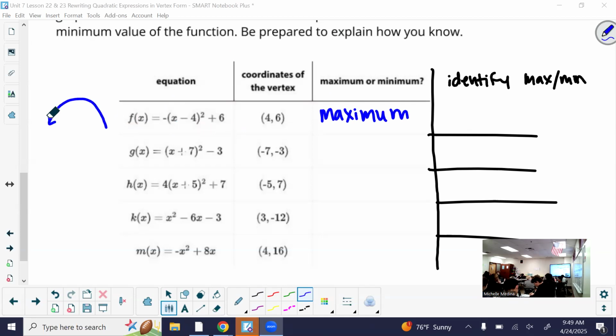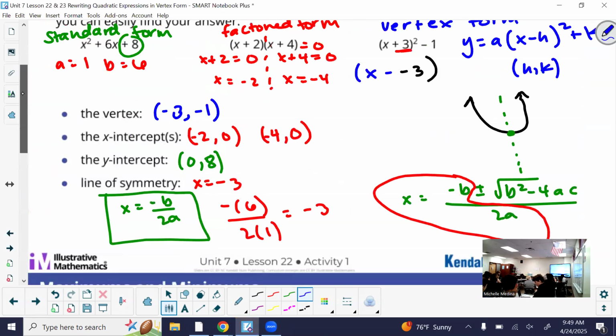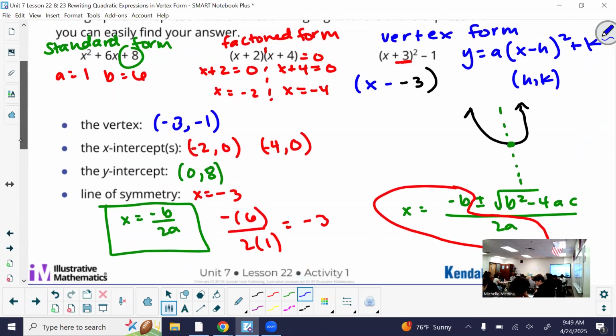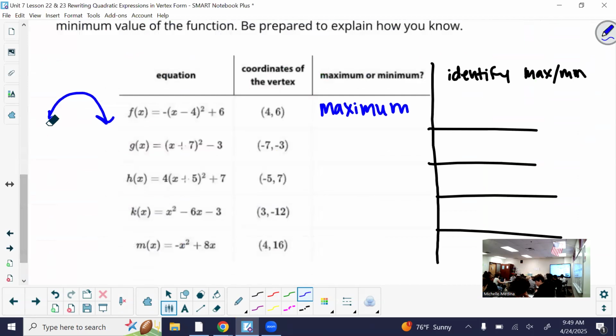It opens down because of what part? No. The A. So in vertex form, and even in standard form too, whatever's in front of your x squared, or in front of the parentheses, if it's negative, it opens down like a frown. And if it opens down like a frown, the vertex is always the maximum or the highest point, right?